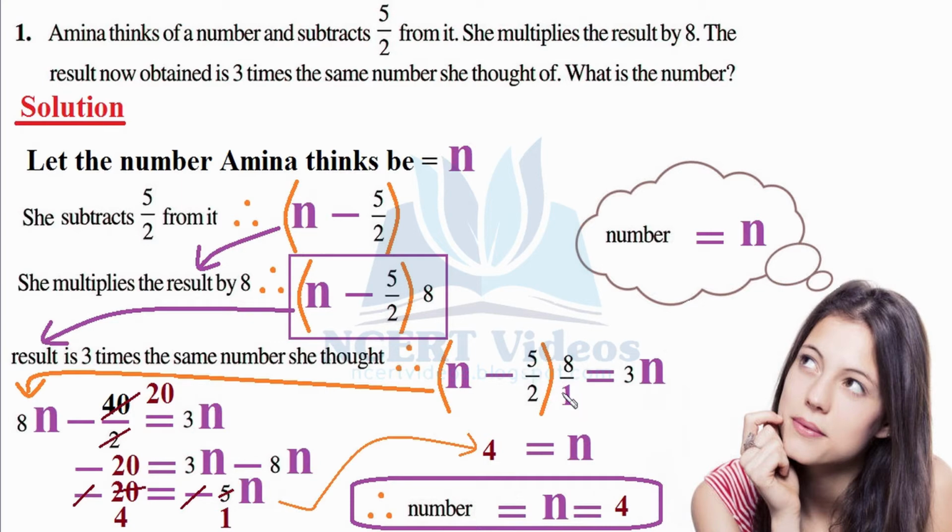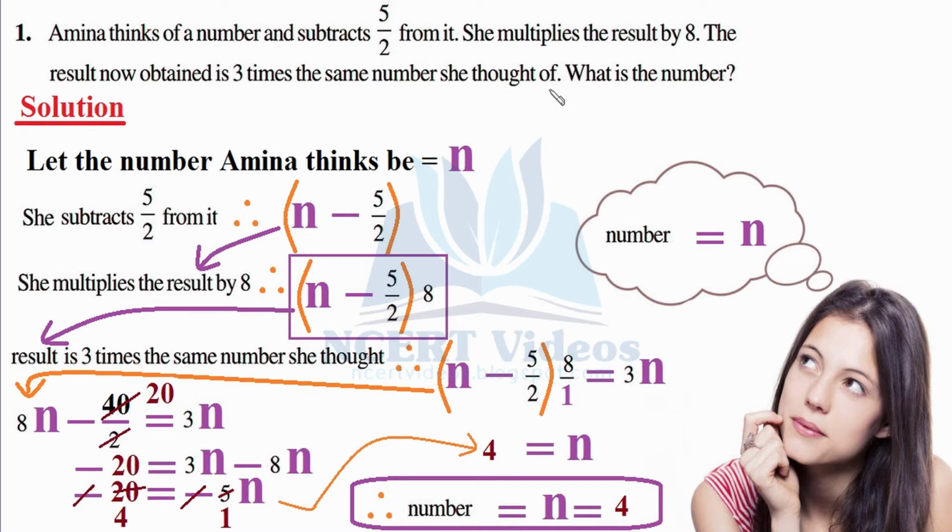This we have just written to make you understand better. Now result in mathematics means equal to. Therefore we wrote equal to 3 times. Times means multiplication. 3 times the same number she thought. What was the number she thought? It was small letter n that we have assumed. So 3n, or in other terms, 3 is getting multiplied with n.